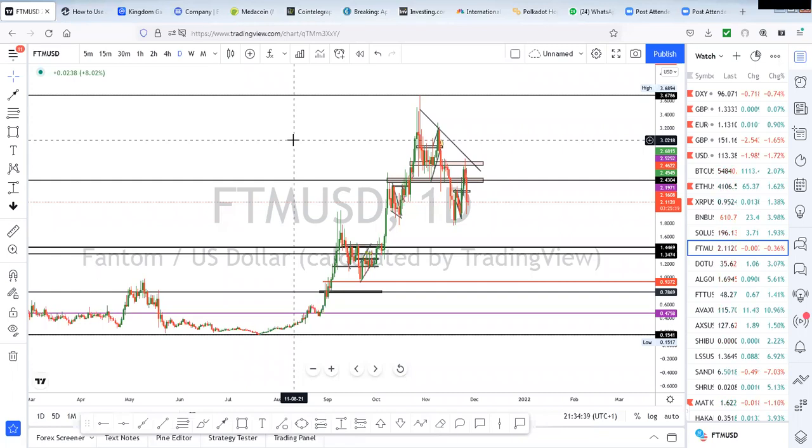So now we've talked about the moving average lengths. What are the lengths of moving average in terms of number? 10, 20, 50, 100, 200.